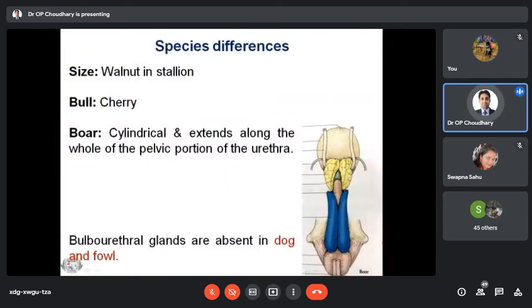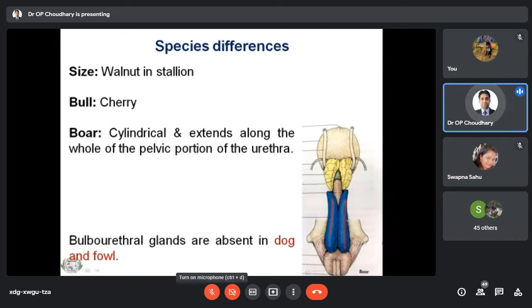Then what are the species differences? In case of the stallion, the size of the bulbourethral gland is walnut. Everybody knows walnut, I think. In the stallion it is walnut, and in case of the bull, it is cherry shape. In case of the boar, it is cylindrical and extends along the whole of the pelvic portion of the urethra. You can see here, in case of the boar, it is very unique, along the whole of the pelvic portion of the urethra.